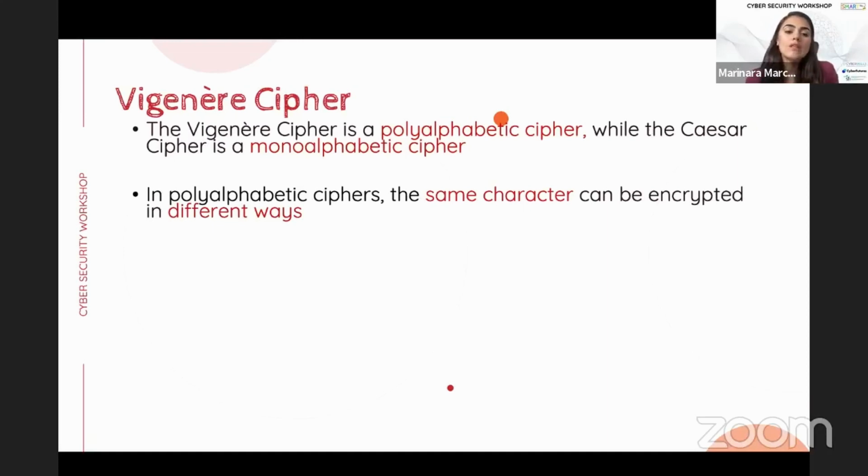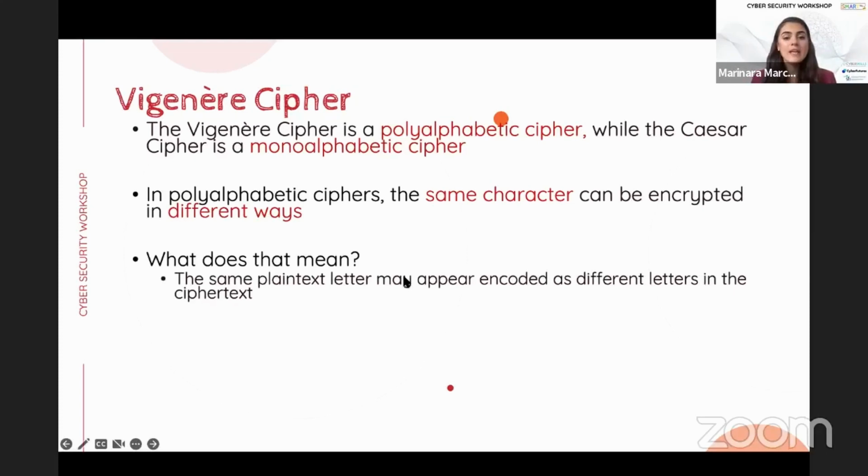So one key thing here, why is this so much more secure? Because with polyalphabetic cipher, the same character can also be encrypted in different ways. So it's not like the letter A is always going to be encrypted as B, as in our example here, yeah? So the letter A, when it appears in the text, it may appear as E once, or D, or A, it can be anything, yeah? So that makes it a lot more difficult. So it also means that the same plain text letter may appear encoded as different letters in the ciphertext, as I was saying. Does that make sense?